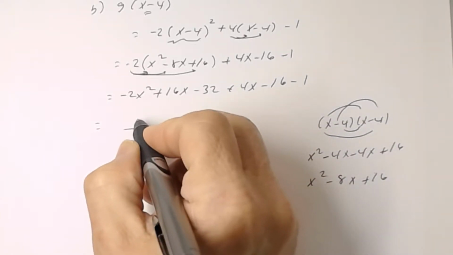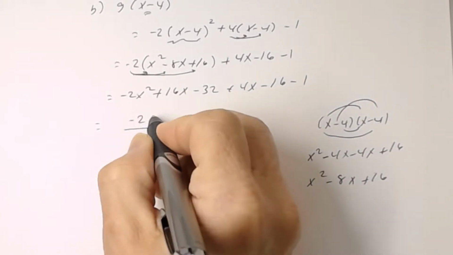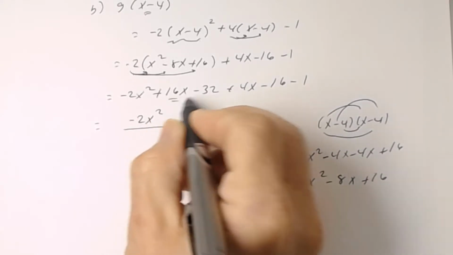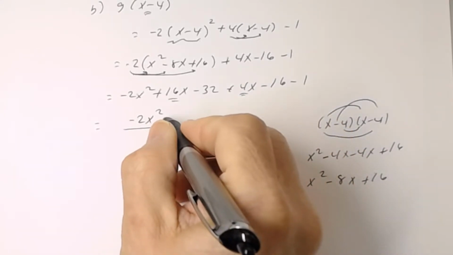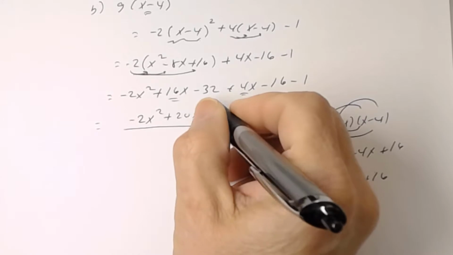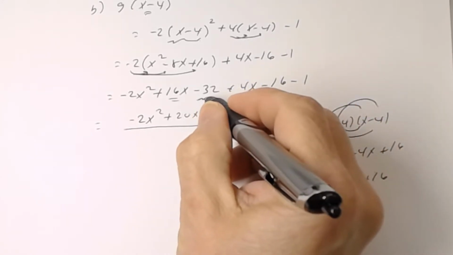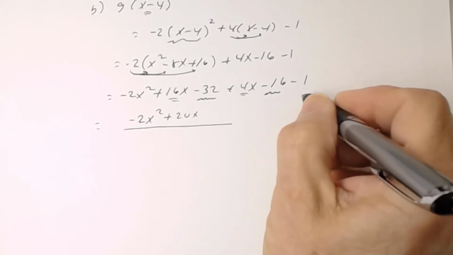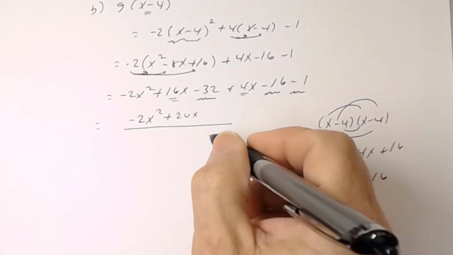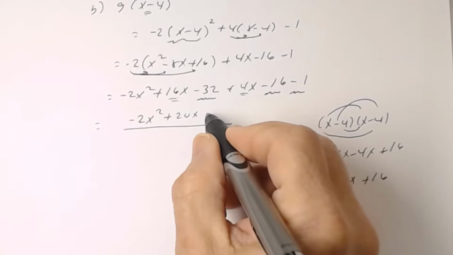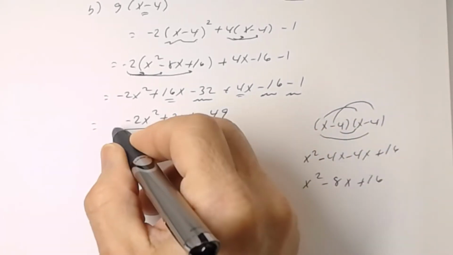Combine like terms, so what will be the answer? Negative 2x squared. What about the x's? Plus 20x. And your constants, how many constants are there? There are 3: a negative 32, a negative 16, and a negative 1. Negative 49. All right, so there's your answer.